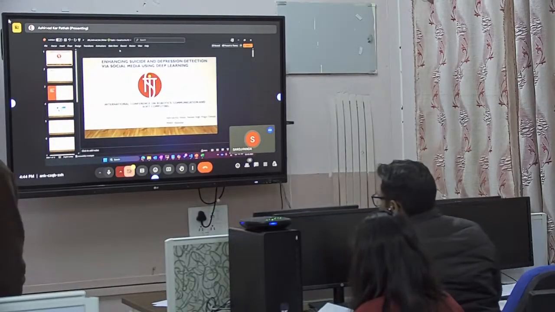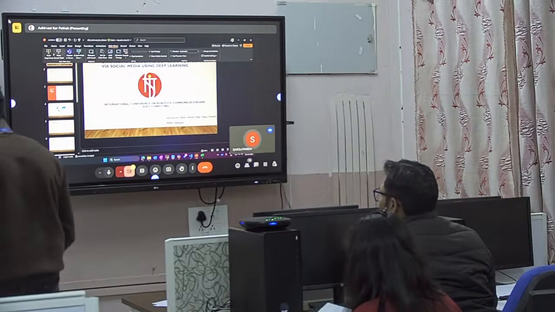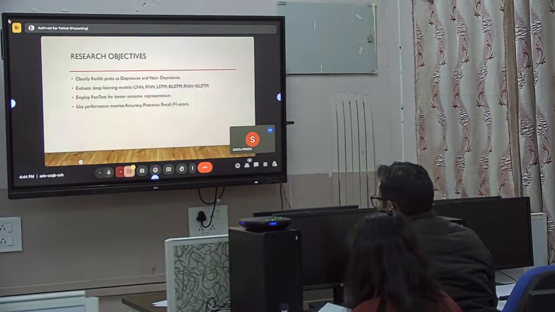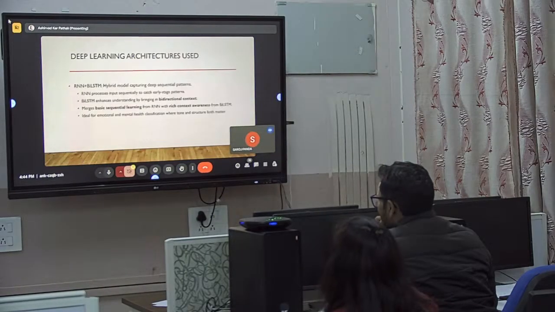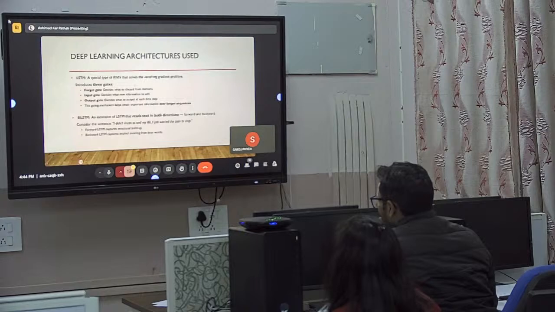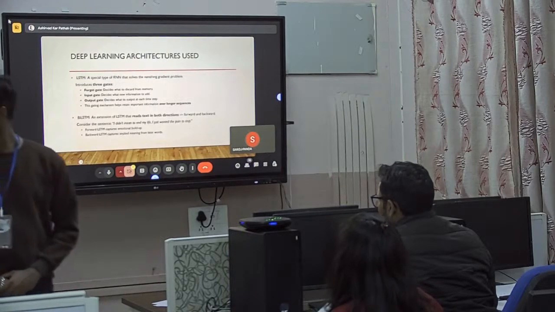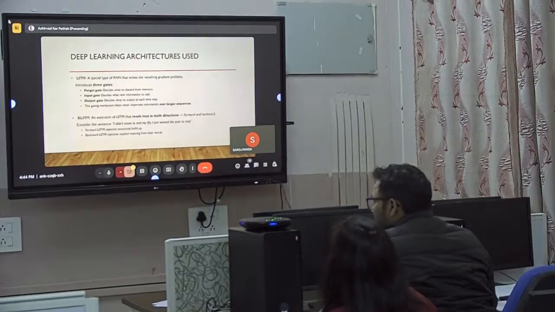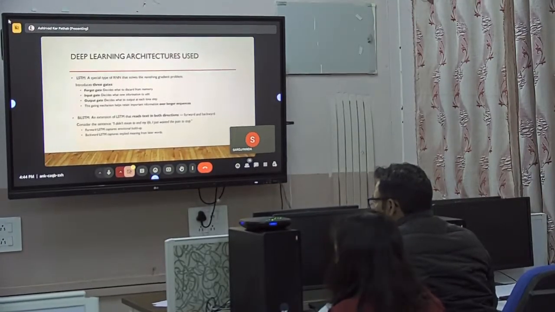Okay, Ashirvad, can you explain why bi-LSTM and how it is different from the LSTM? Yes, sir. So here, bi-LSTM is LSTM from both directions. The forward LSTM captures the pattern from one side, and the backward LSTM captures from the other side.